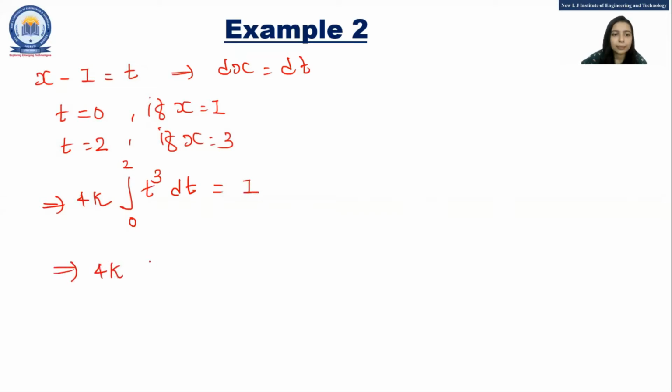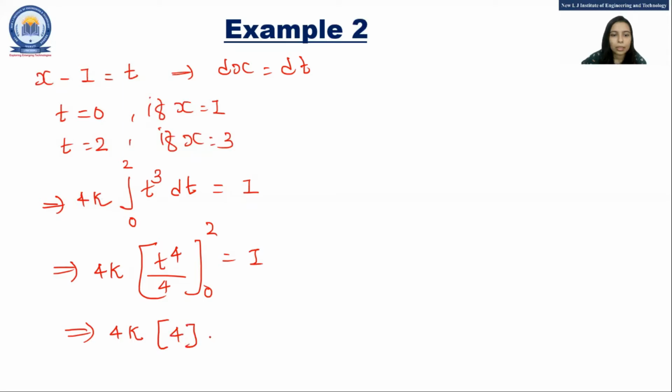So 4k into t raised to 4 upon 4, from 0 to 2, is equal to 1. So 4k into 4 is equal to 1. So the value of k would become 1 by 16.